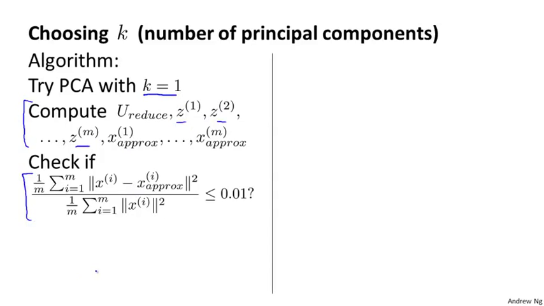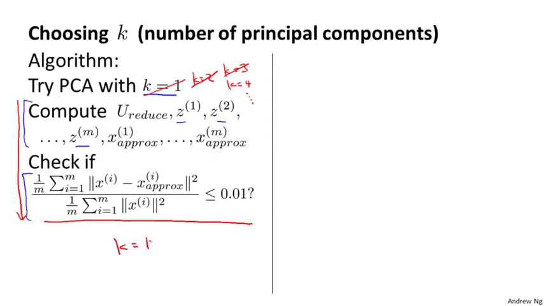Then we're good, and we'll use k equals 1, but if it isn't, then we'll next try k equals 2. And then we'll again run through this entire procedure and check, is this expression satisfied? Is this less than 0.01? And if it's not, then we do this again. Let's try k equals 3, then try k equals 4, and so on until maybe we get up to k equals 17 and we find that 99% of the variance is retained, and then we'll use k equals 17.